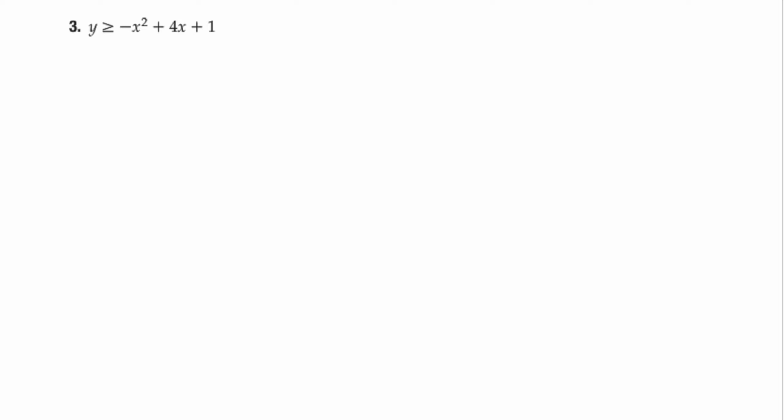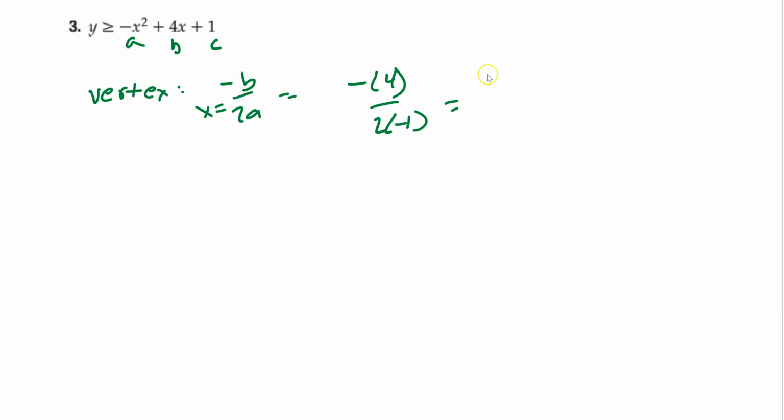Next one, let's do the last one of these and then move on. All right, so let's find the vertex. Easiest way to graph. Negative b over 2a, that's what x equals. In this case, that is a, b, c. I get x equals negative 4 over 2 times negative 1. Negative 4 over negative 2, or just 2. So my vertex is 2 and something.